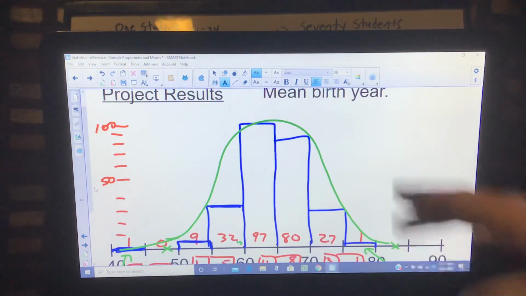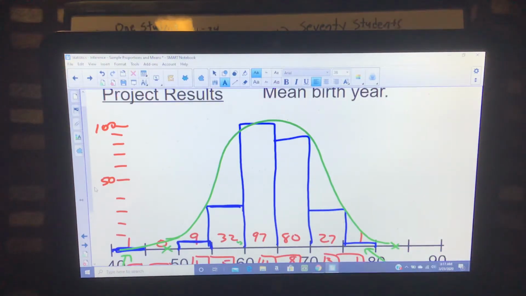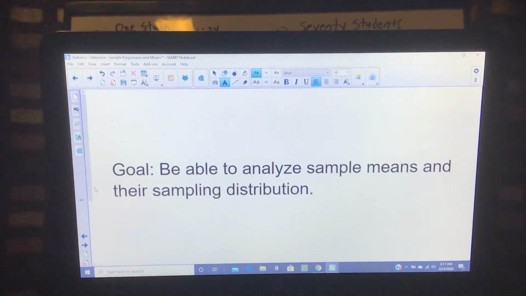All right. So with this in mind, we can also use this normal distribution to not just do sample proportions, but to do sample averages. So the goal here is to be able to analyze sample means and the sampling distribution that comes from sample means. So basically you have a population, you're going to take samples of a certain size out, and we want to know how likely we are to get a certain average based on the population average.